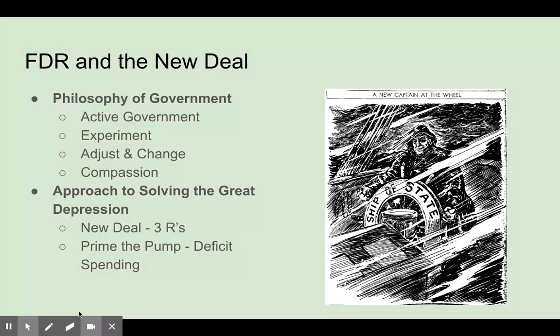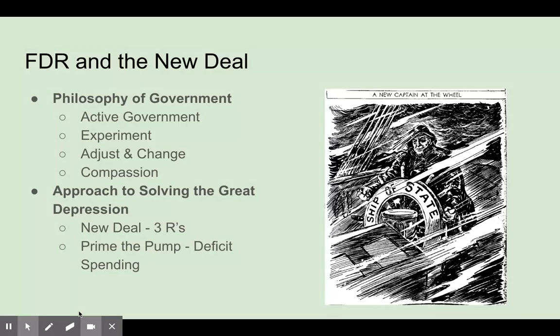But the overall idea is built on what we call 3 R's: relief, recovery, reform. Relief, provide relief immediately to the American public. That could be financial relief. It could be some quick job schemes to provide relief. Recovery is how can you get the economy to recover and sustain itself.